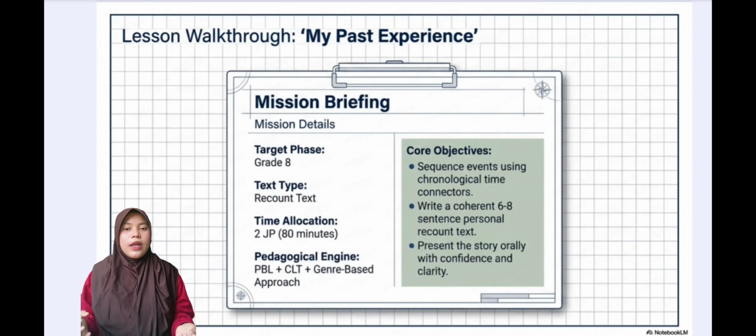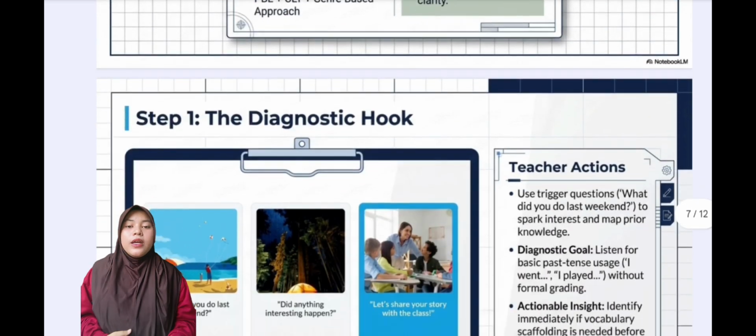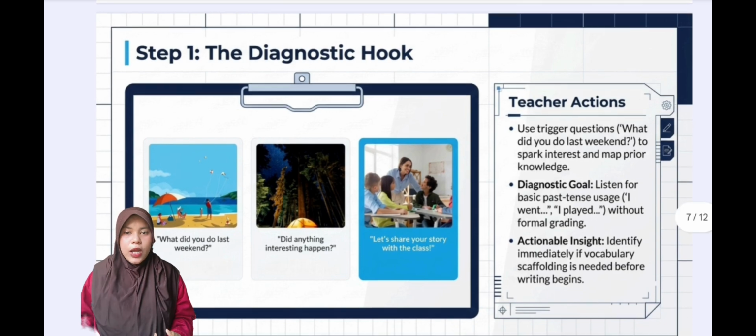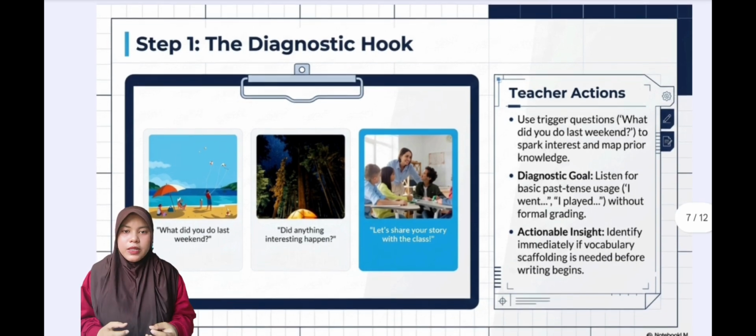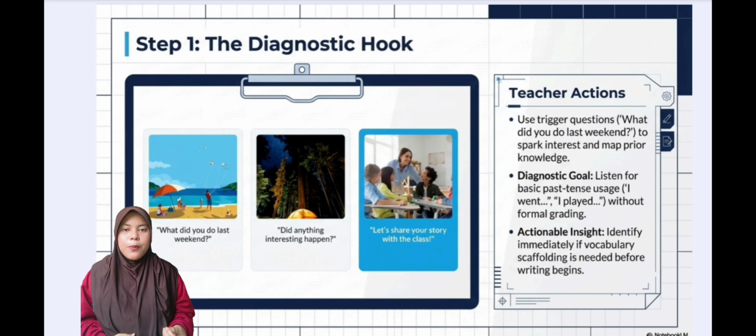And third, students can present their story orally with confidence and clarity. Next, the lesson opens with step 1, the diagnostic hook, and the teacher poses light, familiar trigger questions such as, what did you do last weekend, or did anything interesting happen? This question serves a dual purpose. They spark student interest while simultaneously mapping prior knowledge.